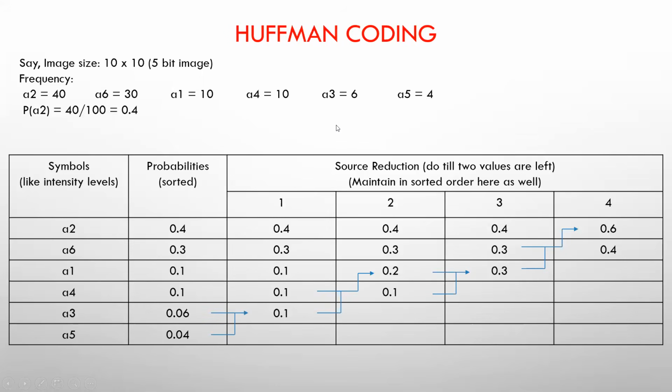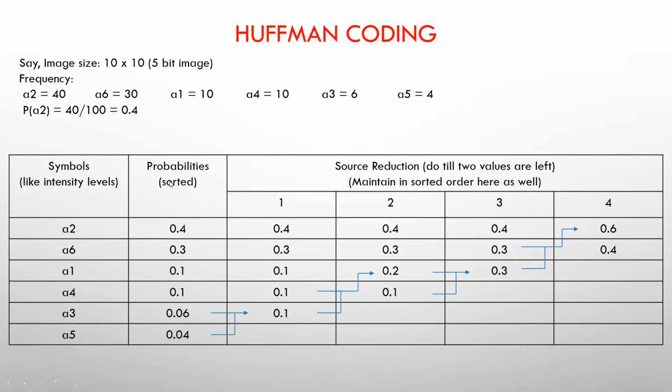So what you need to do for Huffman coding is, firstly, find the probabilities of these symbols. The probability of A2 will be 40 by 100, which is 0.4. Similarly, for A6 it will be 30 by 100, which is 0.3. Then 0.1, 0.1, 0.06, and 0.04. You will make a table like this and write all the symbols here. You might be confused about what these symbols are. These are some intensity values, and I have just given names to them, like A2 can be say 20 or A6 can be 25. So we have A2, A6, A1, A4, A3, and A5. These are the symbols given to me.